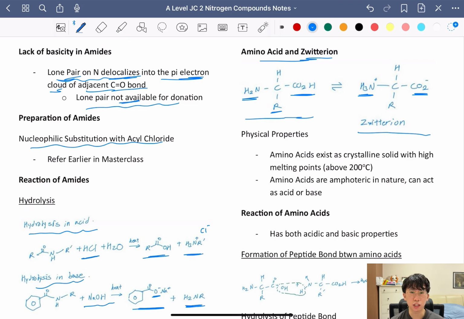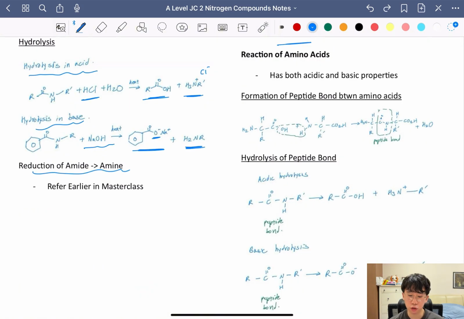And this gives amino acids very interesting physical properties. For example, they exist as crystalline solids with very high melting points because Zwitter ions can form very good ion-dipole interactions with each other. This also makes amino acids amphoteric in nature because they have an acidic group and a basic group, so they can act as either of them. So what are some of the reactions of your amino acids? Well, because they have both acidic and basic properties, they can react with both acids and bases.